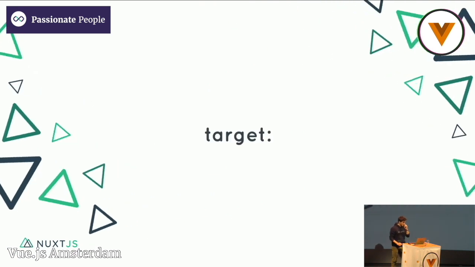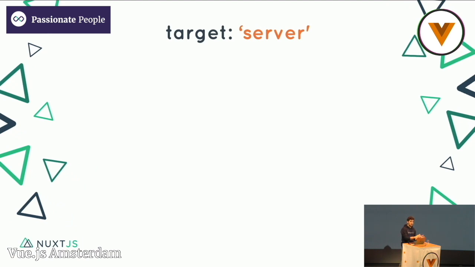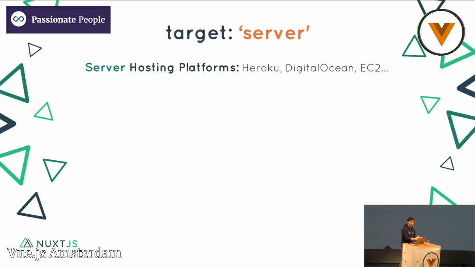Another feature I've been working on for the last weeks, months actually, is this target. It's quite difficult because we can do server-side rendering, static generation, SPA. Target is here to simplify. When you create a Nuxt application or a Vue application, you mostly know where you're going to host it. So target server means that you want to host your Nuxt application because you want server-side rendering on a Node.js hosting platform. This can be Heroku, DigitalOcean, EC2, or any Node.js hosting.